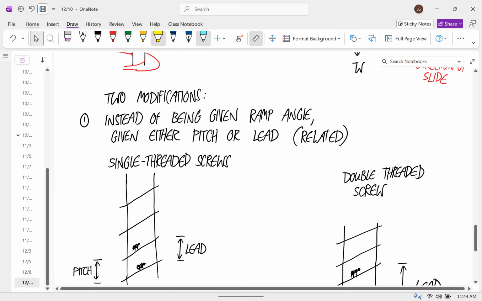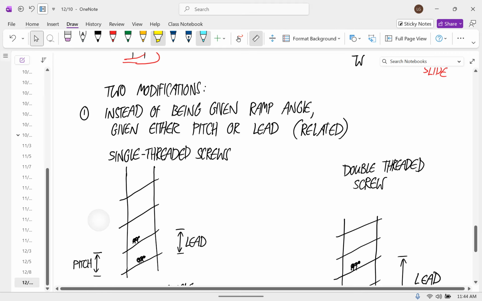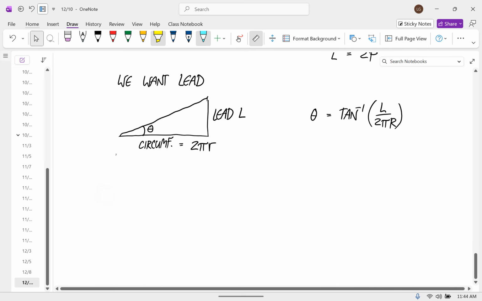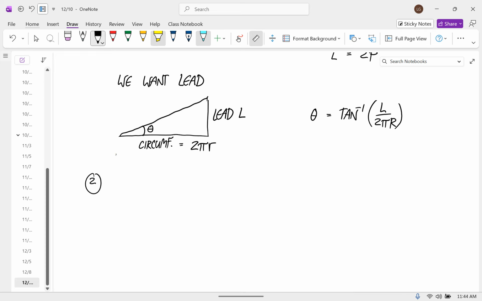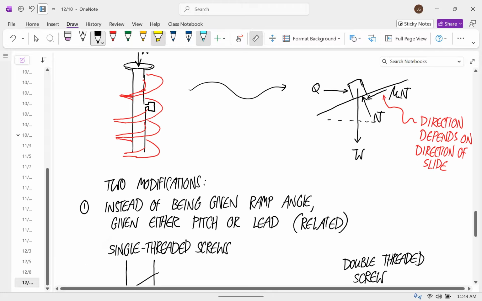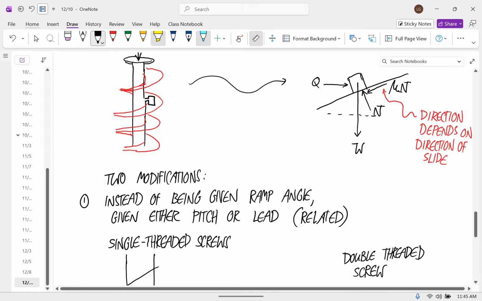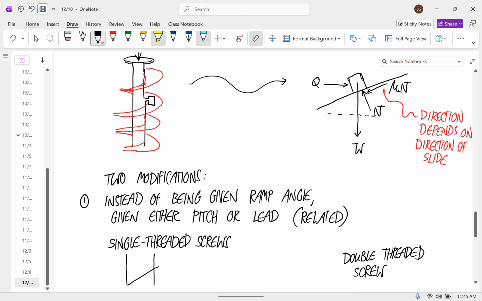So that's the first modification that we're going to do so that this block on the ramp makes sense as a screw problem. And then the second one is that force Q that I've been giving is sort of a contrived thing. That would be the equivalent of taking a little toothpick and turning this screw by pushing on a little notch in the thread. And you wouldn't do that. So we're going to replace that Q force with a couple that you would get by turning a crank or a wrench or whatever.